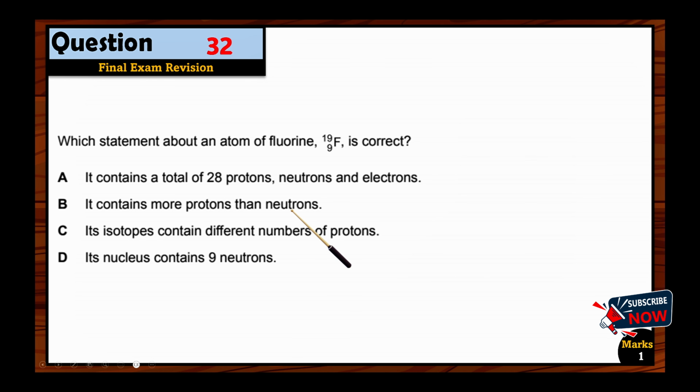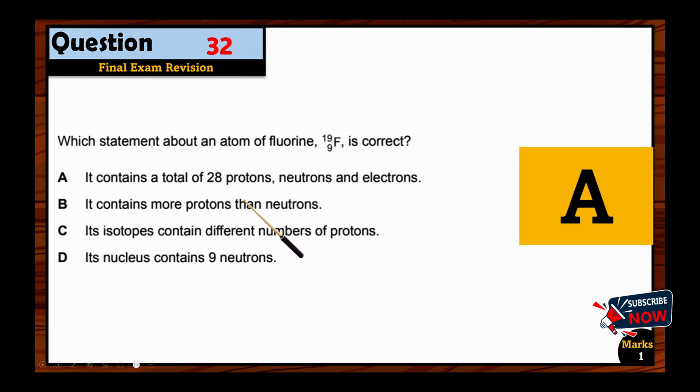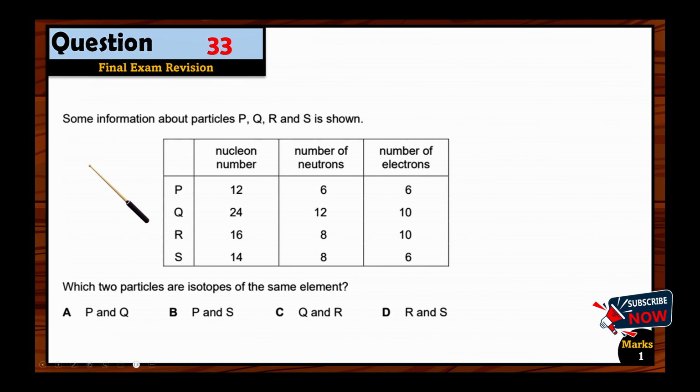It contains more protons than neutrons. That's wrong. If you see, 9 is proton, so 10 is actually neutrons. So neutrons are more. Its isotopes contain different number of protons. That is wrong. Isotopes always have the same protons. Only the neutron number is different. Its nucleus contains 9 neutrons. That's wrong because 9 is actually the proton number. So 10 is actually the neutron number. So we are only left with option A. So option A is right.